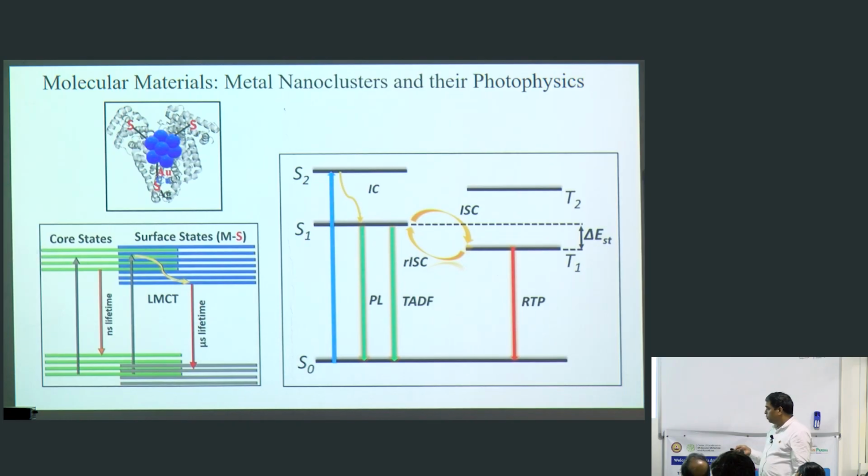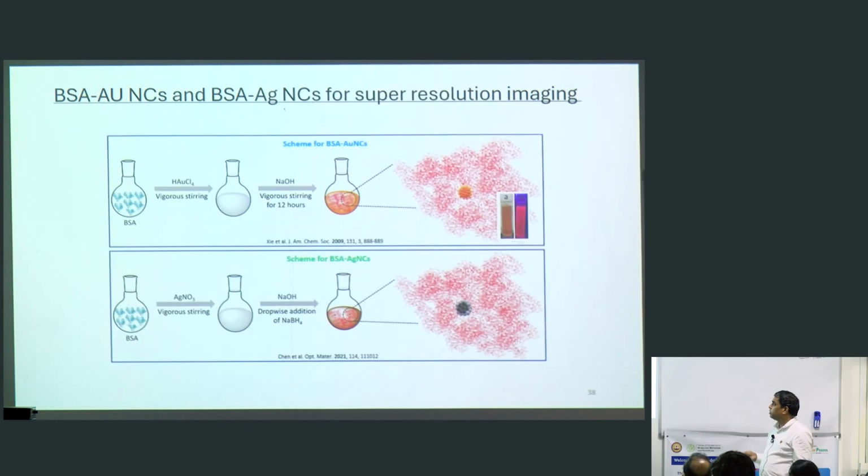Okay, so I'm not going into this one. Professor Pradeep already talked about the molecular materials and all these things. So here what we do is use protein-conjugated nanoclusters. The purpose was simple, because this protein, which is called bovine serum albumin, is very prone to go to the lysosomes. So inherently we have designed this so that it can go to the lysosome for the imaging.